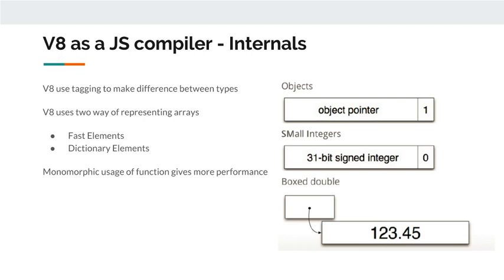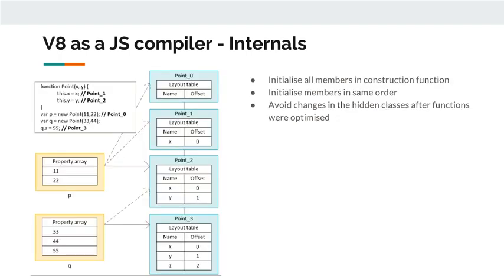Also, there is another performance gain, which is monomorphic use of a function. Let's say you declare a function which accepts x and y. Whenever you call this function, point, with integers, it's going to create an optimized version. And as long as you call it with integers, you are going to stick with that optimized version. But as soon as you call function point with floating points, then you are creating another version, because V8 will need to compile another version of this function that accepts floating point or double rather than integer.